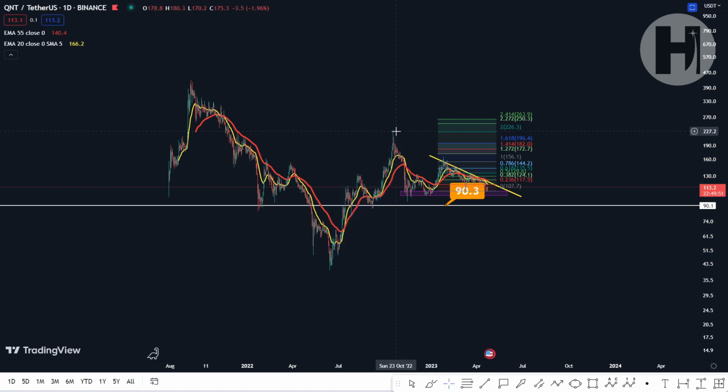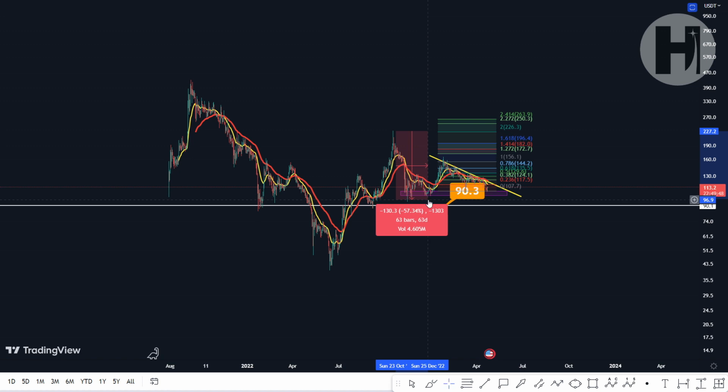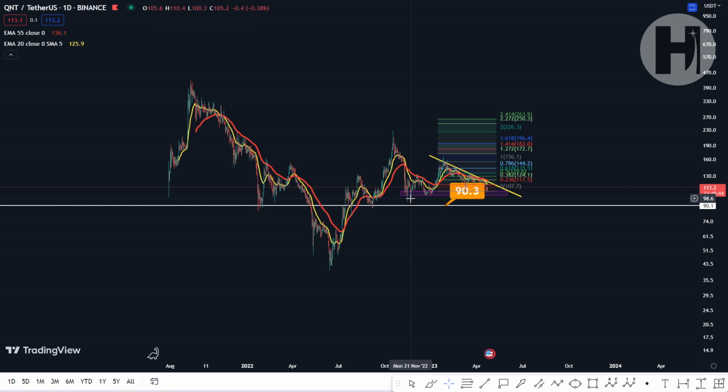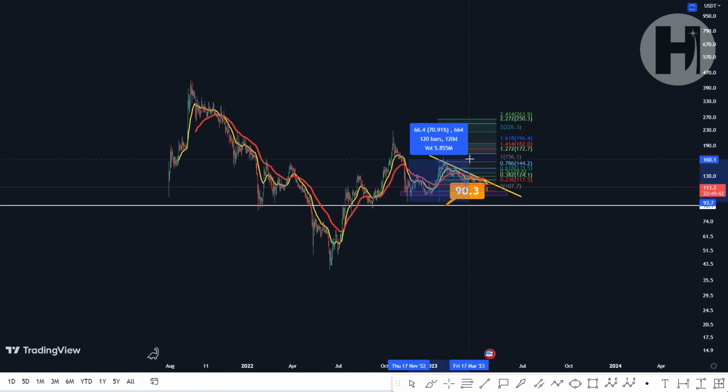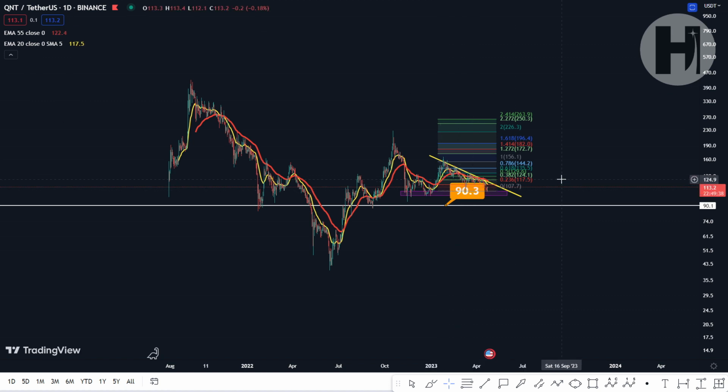462% in October. Then we had a 70% pullback, or was it a 60% pullback? Let's see. Yeah, 60% pullback. And then from that pullback in November 2022 into January of 2023, we had a 73% move to the upside.